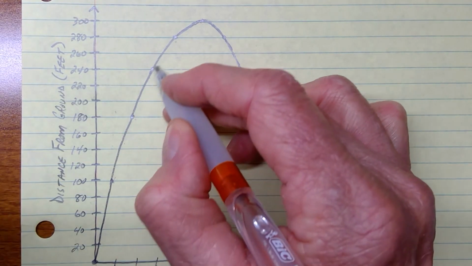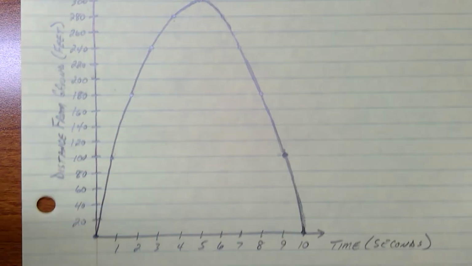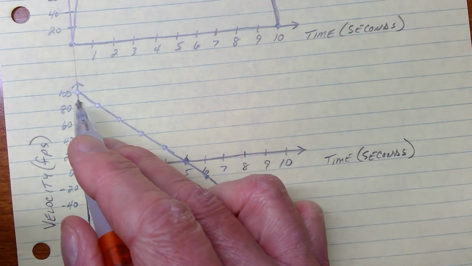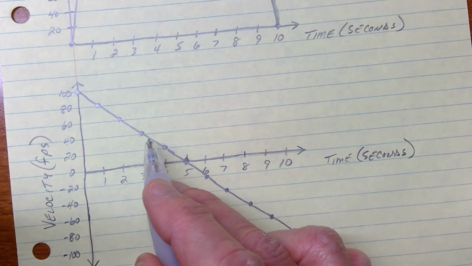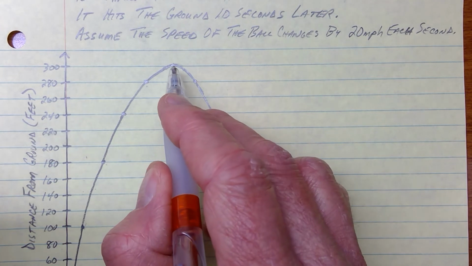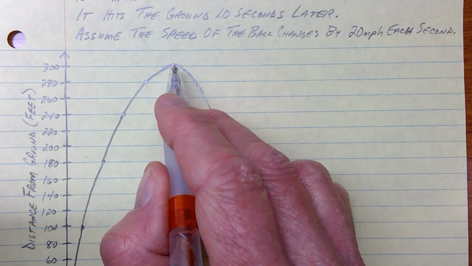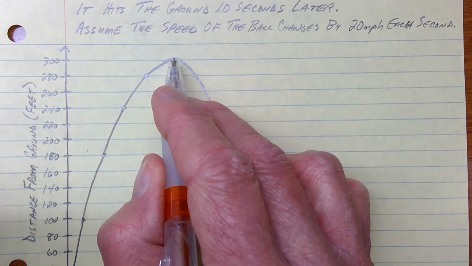So your velocities will be positive if your distance is increasing. Your velocities, even though they're all different speeds, are all positive numbers: positive 20, positive 40, and so on. Your velocity at the top, that's horizontal, that's slope 0. Your velocity at the top is 0.